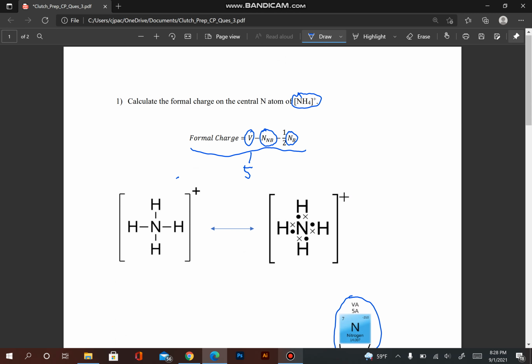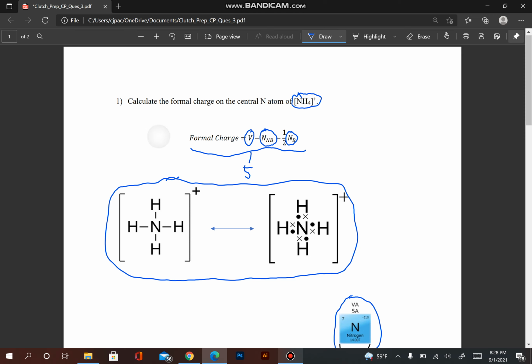And so next is N subscript NB. And by looking at the depiction of the ammonium that I provided down here, we see that there are no electrons floating around that can aid in binding, making the N subscript NB value 0.